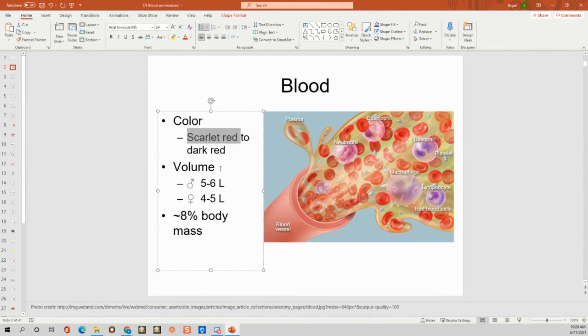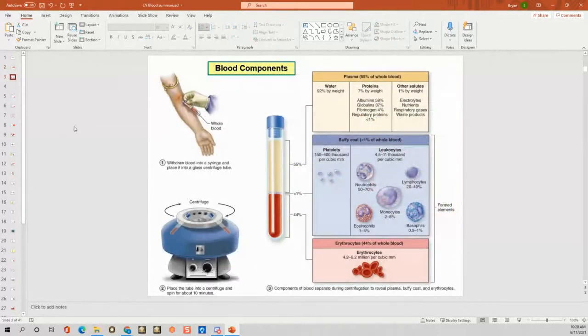Volume of the blood, please know these values. Men, 5 to 6 liters; females, 4 to 5 liters. Why the difference? Because men tend to be larger. This just has to do with mass. It's homeostasis. If the body is larger, it needs more blood. Whew. Total body mass, blood counts for quite a bit of your body weight.